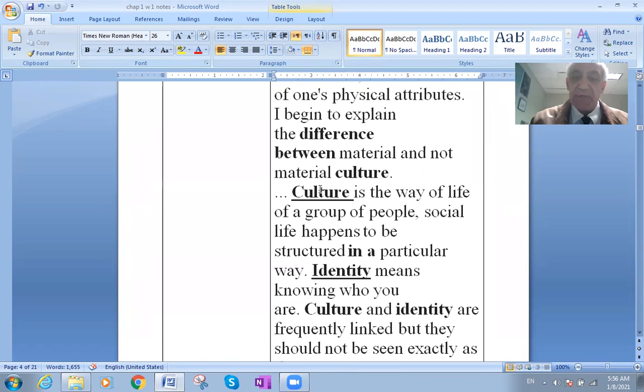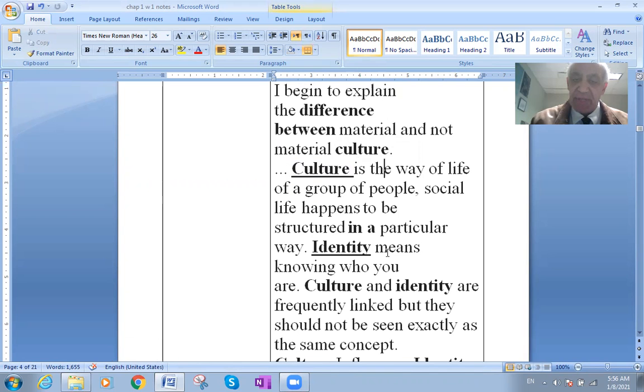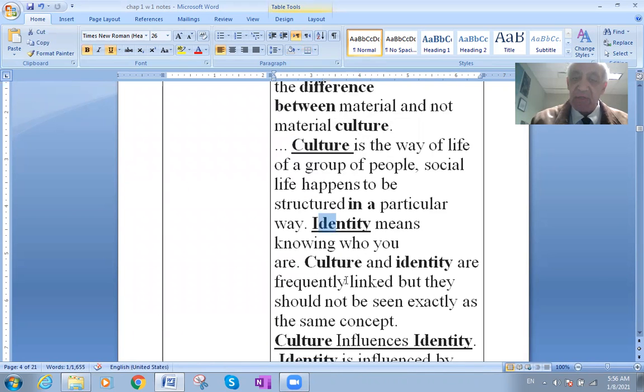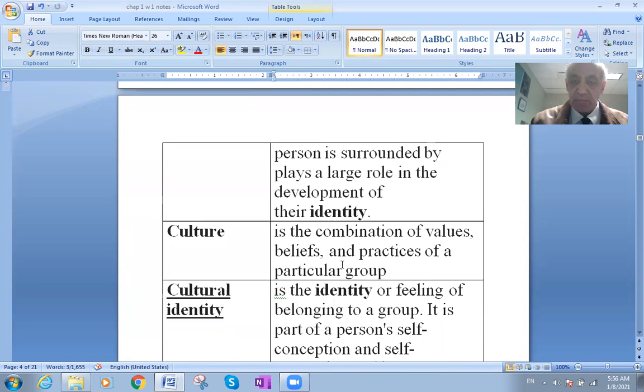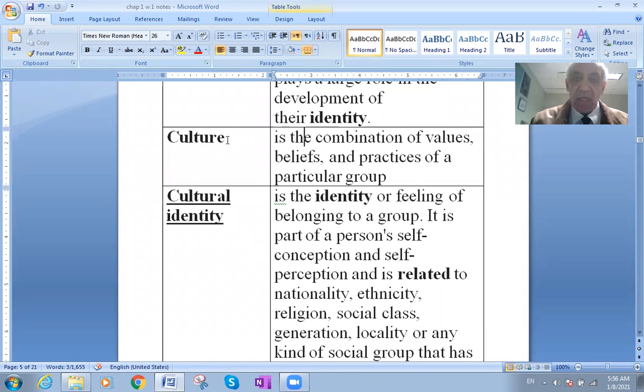Culture also, as it said, is the way of life of a group of people. Social life happens to be structured in a particular way. Identity means knowing who you are, as we said. That's fine. Another definition for culture, as long as we are talking about the definitions of culture today, is the combination of values, beliefs of the society, and practices of a particular group.